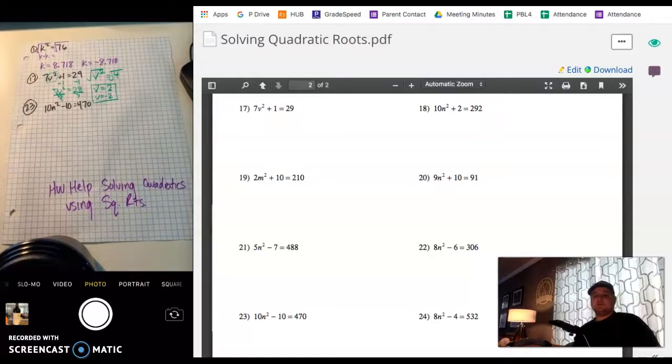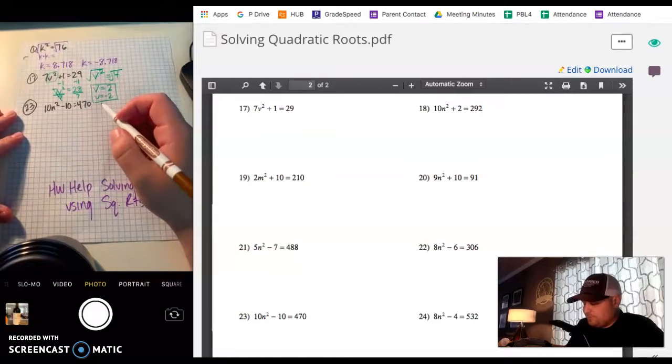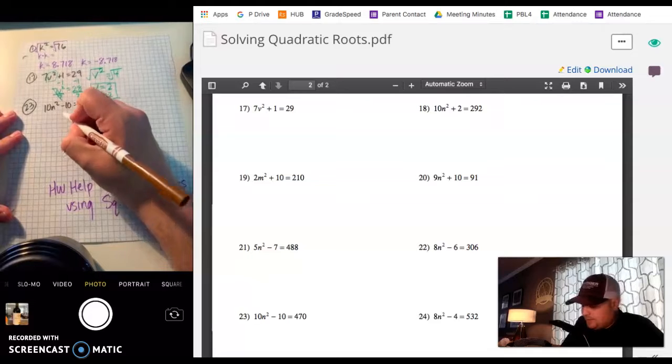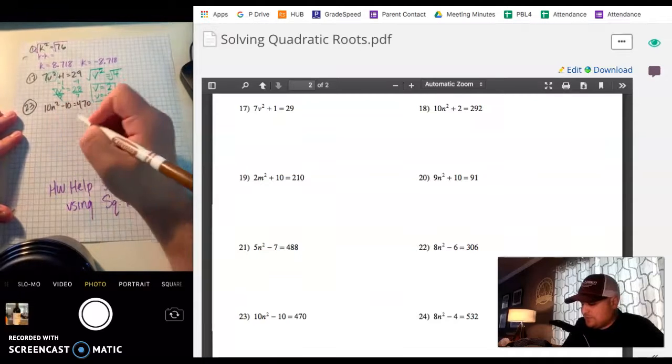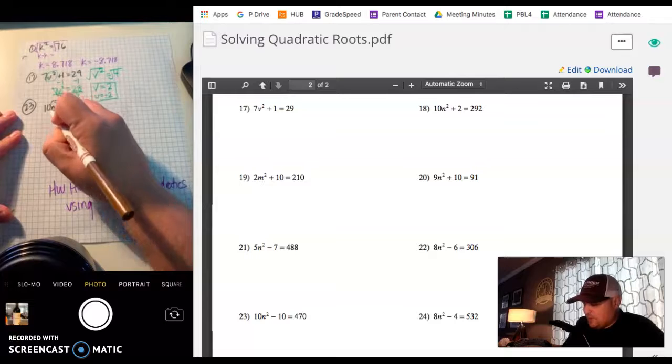Okay. So I really don't anticipate that this assignment should take you too long. I think the hardest part is moving those numbers around if there are numbers next to the thing that you're taking the square root of, right? So I'll give you one more example of that. So this is number 23. All right. So on this one, I've got 10n squared minus 10 equals 470. Again, I want to get the n squared by itself.